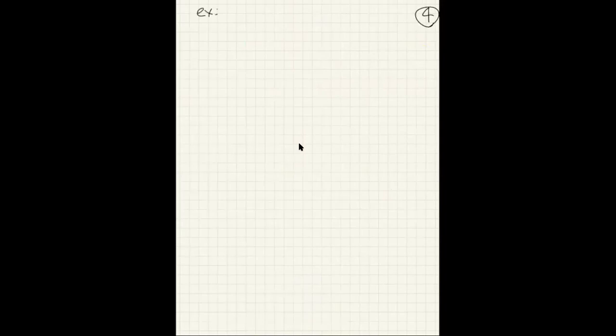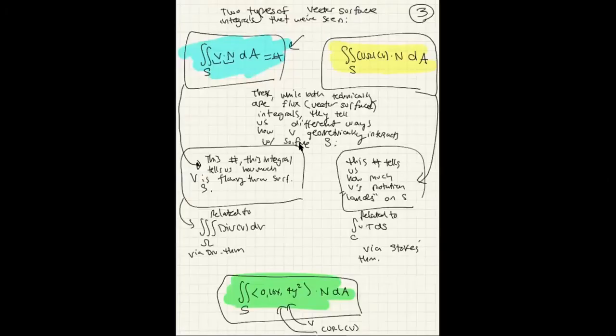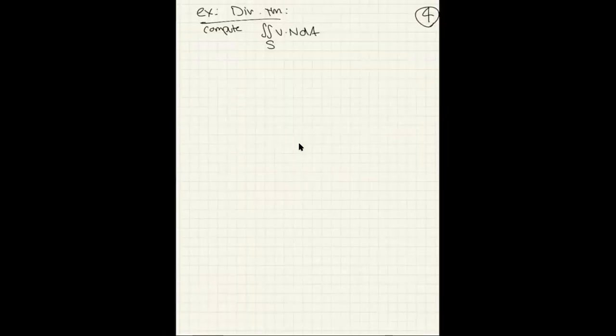So here's an example, divergence theorem. Compute the flux integral of V dot N dA over S. Immediately I'm going to pause. I haven't even told you what V or S or N are. I'm going to go to the previous page and say that we're in this left column. So we're thinking about how much V is moving through S. So we might be thinking about divergence. That's where our brains are.